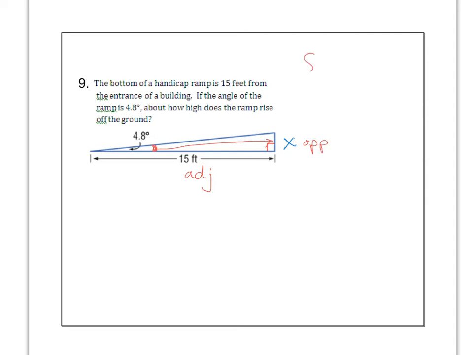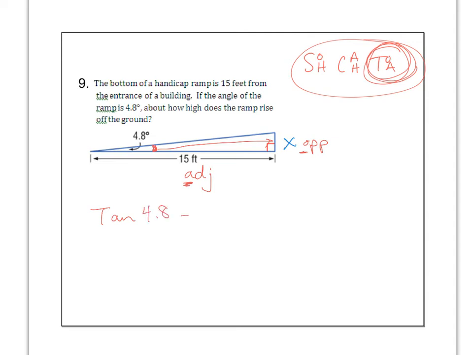Now think about SOH CAH TOA. If any of you know Mr. Winters, he taught me to write it like this. That way you remember what goes on the top and what goes on the bottom. So you need the one with the O and the A. O and A go with TOA. T stands for tangent. So tangent of, you put in the angle, 4.8, equals, and then remember, opposite over adjacent, x over 15.